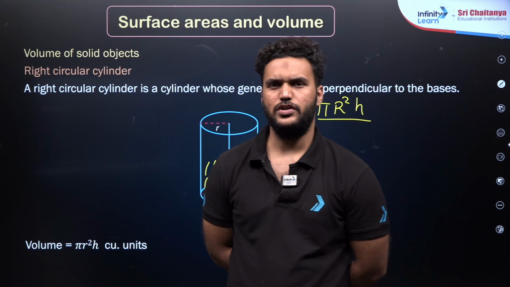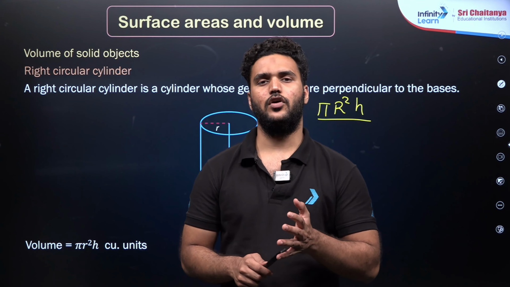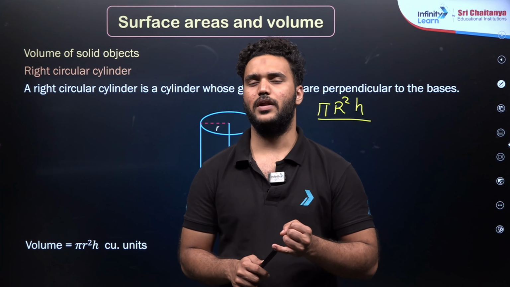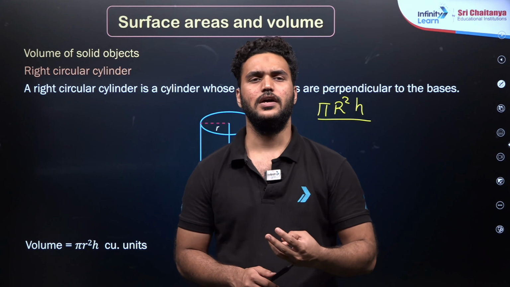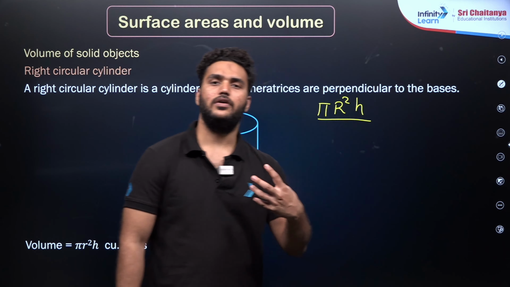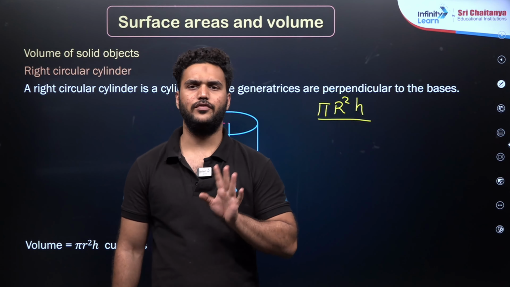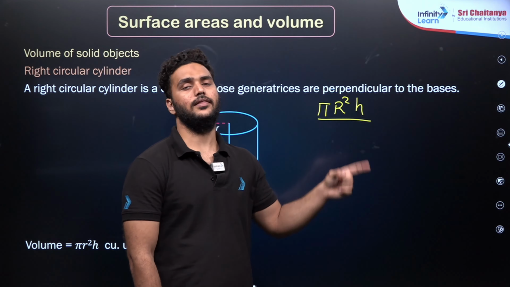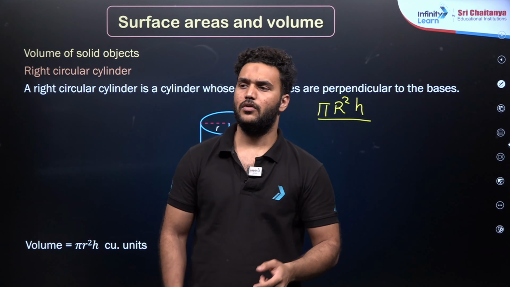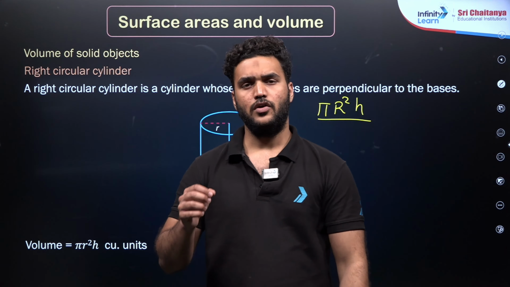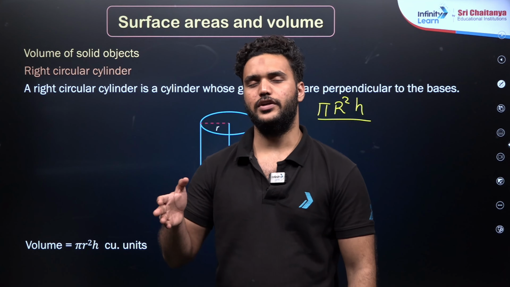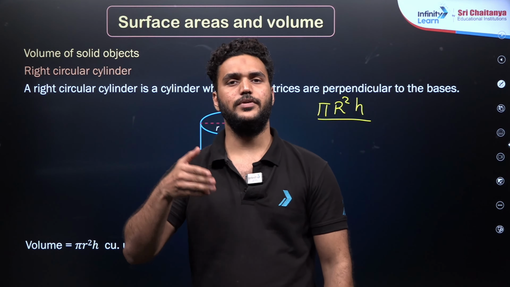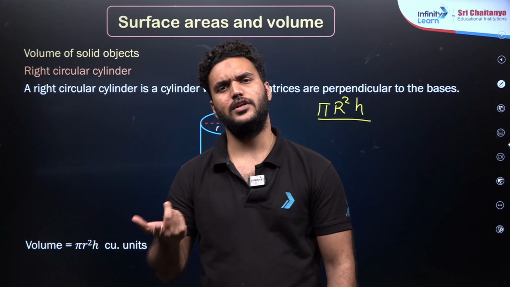Can you notice that in the volume, every term of the formula comes out to be a power of 3, like length power 3. r is what? A kind of length. h is what? A kind of length. Length square into length, you are getting length cube. That's why in volume the unit is always something cube: centimeter cube, meter cube, kilometer cube.